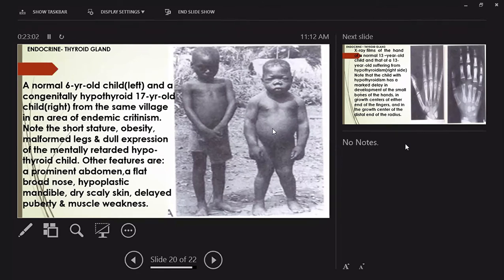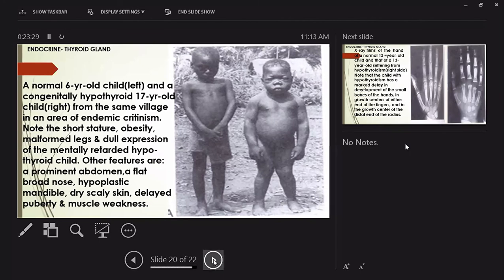Other features are a prominent abdomen, a flat, broad nose, hypoplastic mandible, dry, scaly skin, delayed puberty, and muscle weakness. Can hardly move. The child can hardly move.